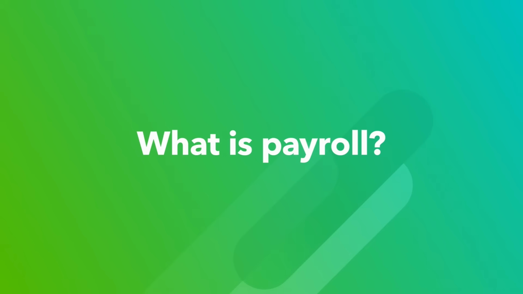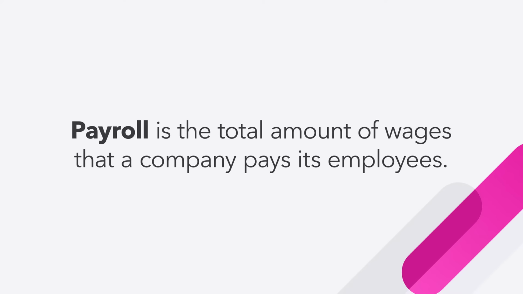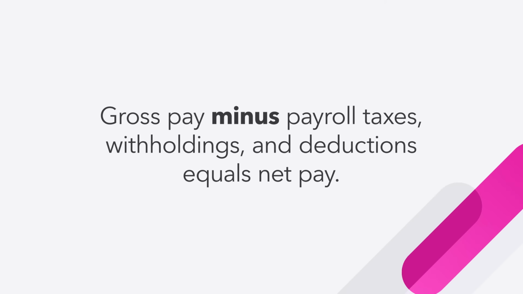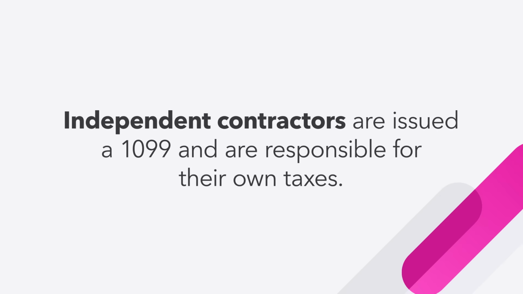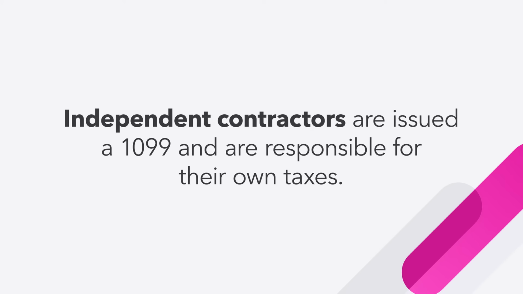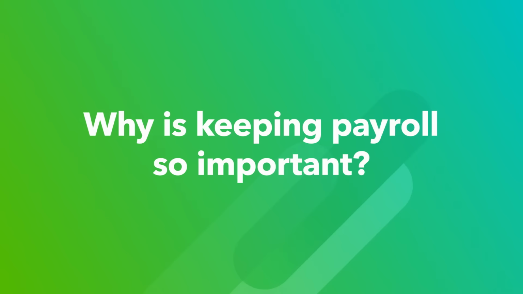What is payroll? So let's start with that. Payroll is essentially the total amount of wages that a company pays its employees. Running payroll involves a couple of things. First, you take an employee's gross pay, and then you subtract out the federal, state, and local taxes, and of course any withholdings or other potential deductions. Whereas with an independent contractor, you just literally cut them a check, and then you issue them a 1099 at the end of the year.